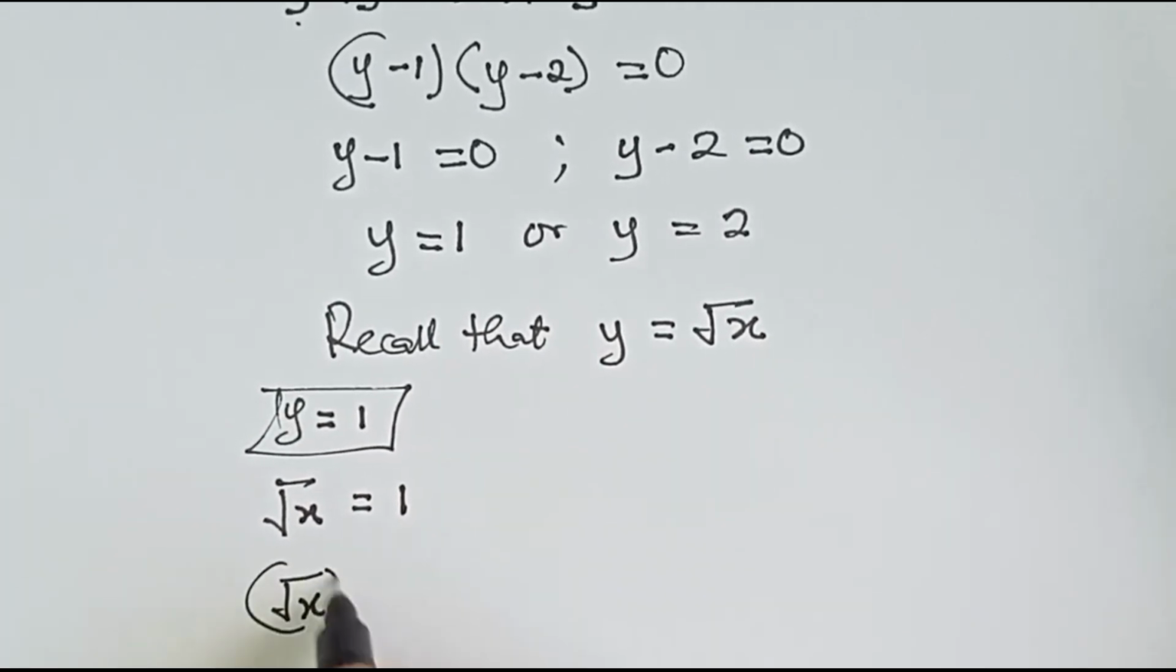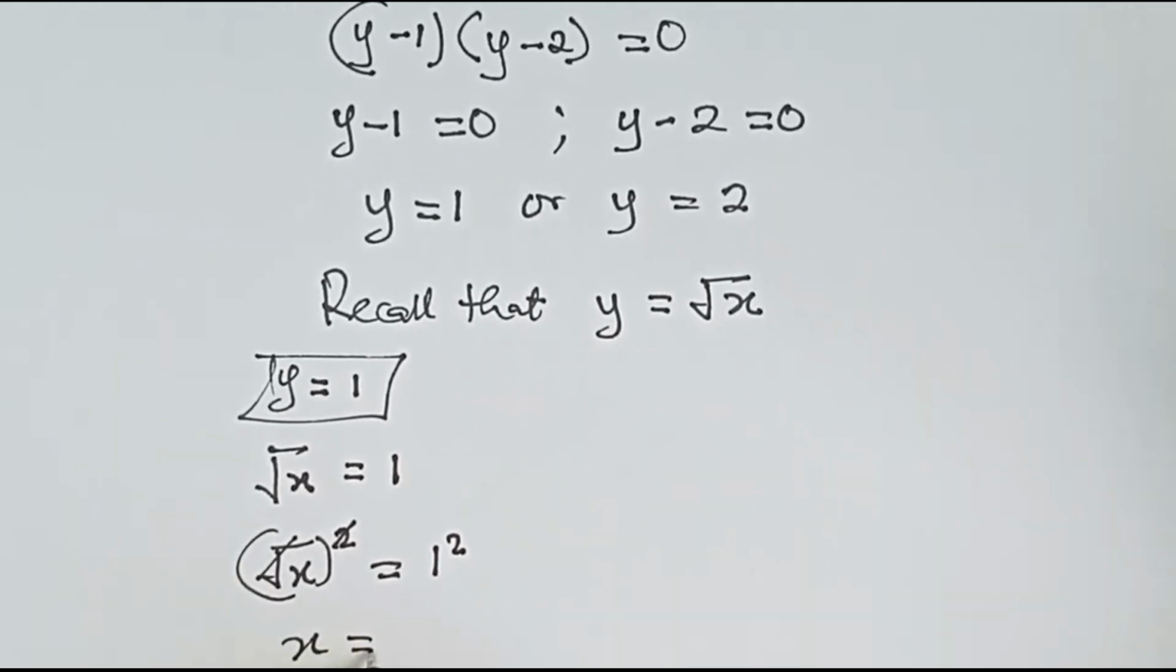We square this side and we square this side. This square cancels the square root. And then what do we have for x? It means our x equals 1.